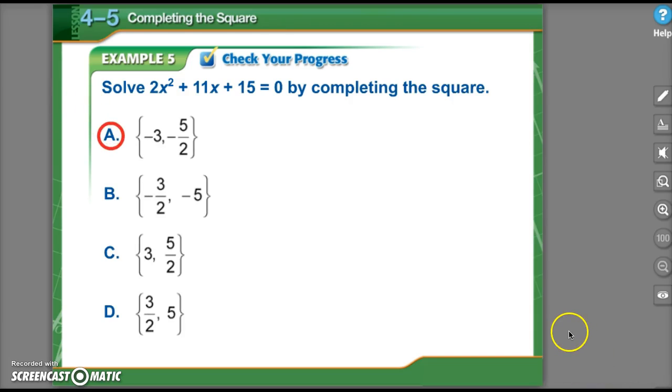And our answer to this problem is A. The x values are negative 3 and negative 5 over 2.